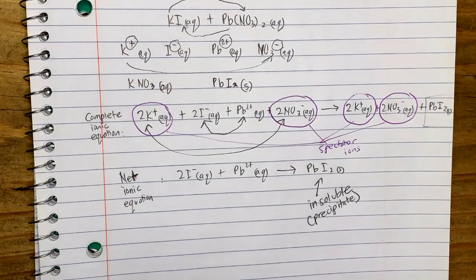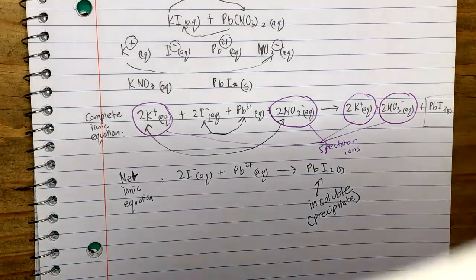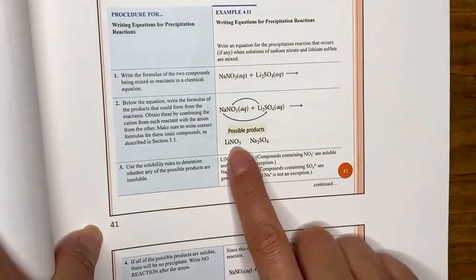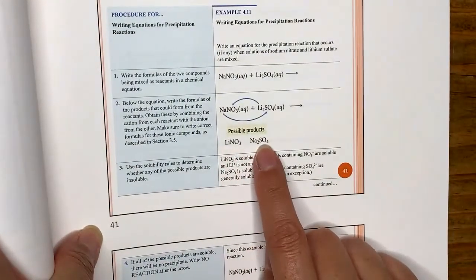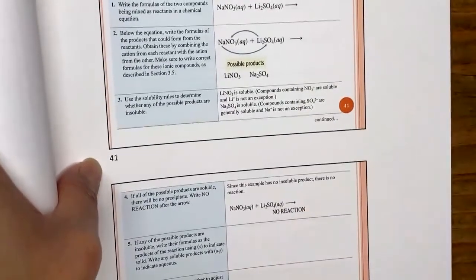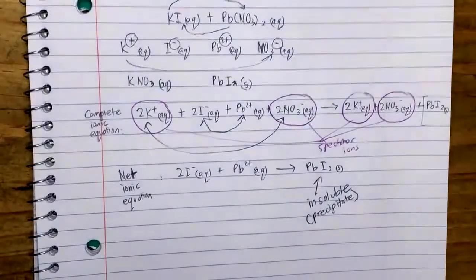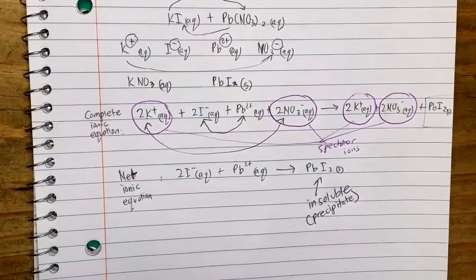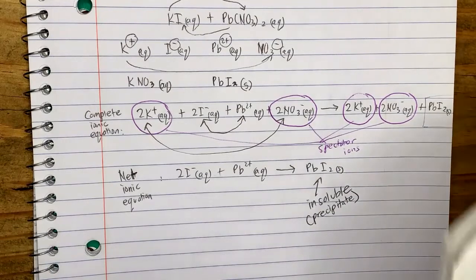And then here's one. See our possible products here? Both of them are aqueous. So this one has no reaction. That's why you write no reaction right there. All right. Let's practice. Let's go ahead and practice this question here. I'll go ahead and write it up for you guys. And there's more on your slides too. You guys can practice later, but I'm going to go ahead and write one out, okay?